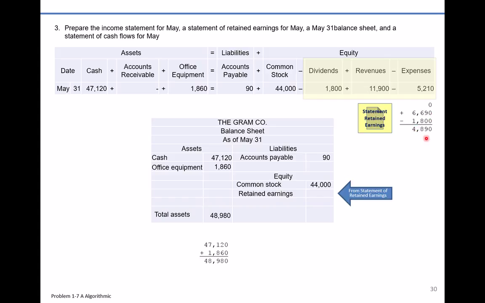6690 minus 1800, 4890 is the amount of our ending retained earnings for the month of May. Total things up, our accounts payable is our only liability, plus our common stock and retained earnings, 90 plus 44,000 plus 4,890 gives us total claims on our assets that equal our assets of 48,980.